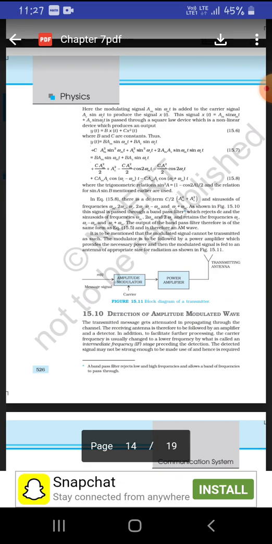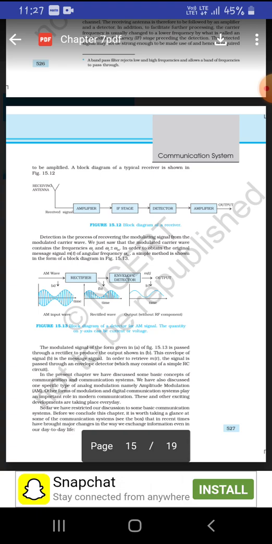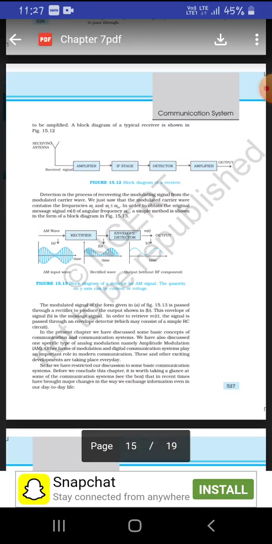Next is detection of the amplitude modulated wave. Here is the block diagram of a receiver and how it receives. From the receiving antenna the message is received and the signal comes to the amplifier. After the IF stage, it gets detected, then amplified, and comes to the output, meaning they will hear what is there. The AM wave will look like this, then it goes to the rectifier, then it will be like this over time, and the output will be like this, with time on the x axis and amplitude on the y axis.